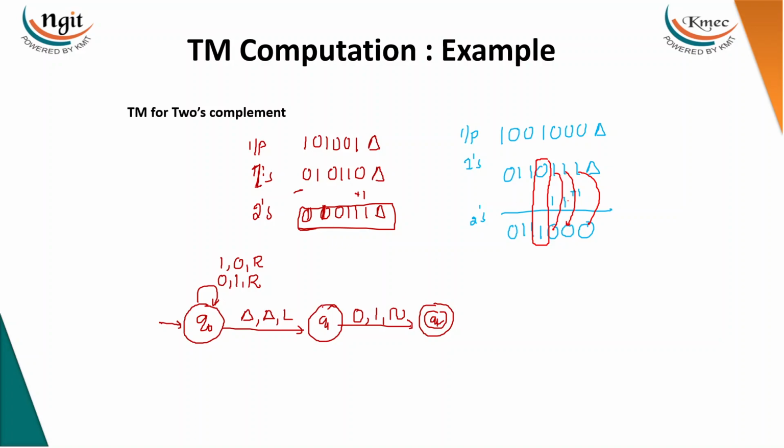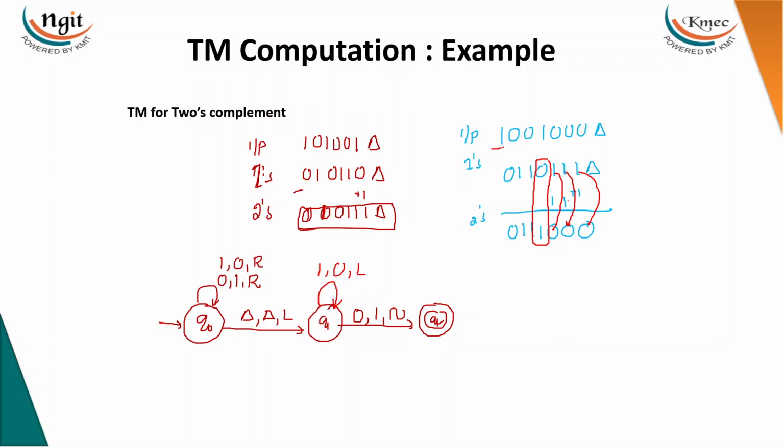Until 0, if it is 1, change to 0, go on left side, because carry will be forwarded. 1 plus 1 is 10, 0, carry will be forwarded to the next left symbol. Like that. So this is how we are going to perform two's complement. And this is one way. The other way of two's complement is this.